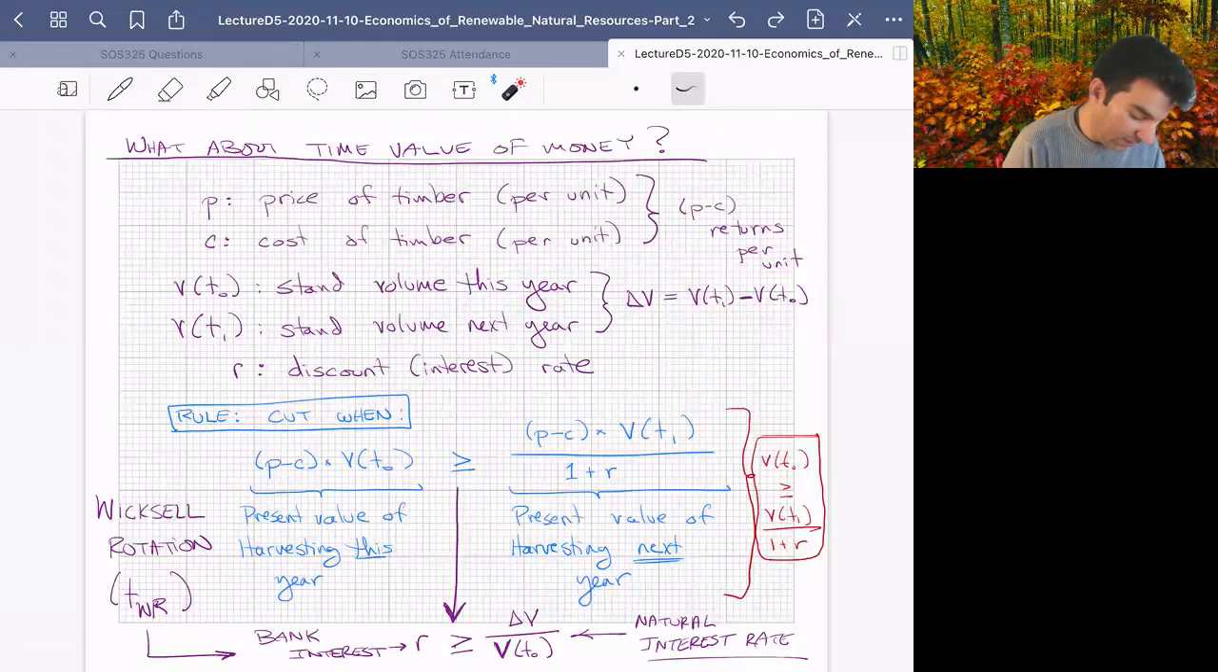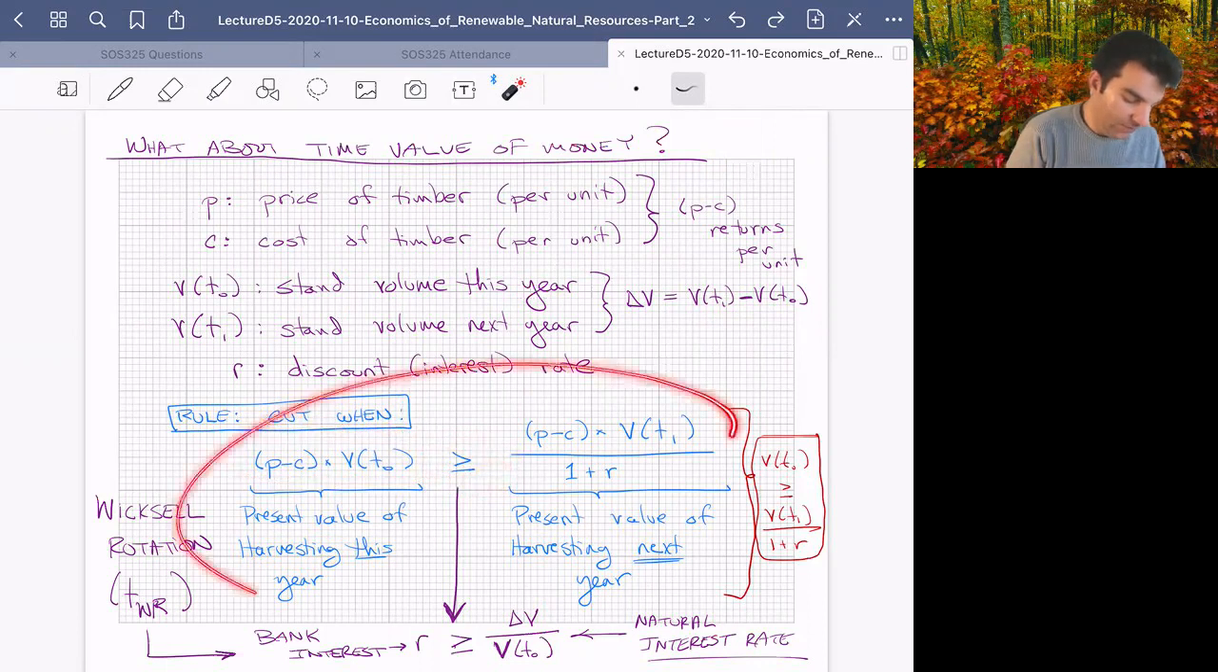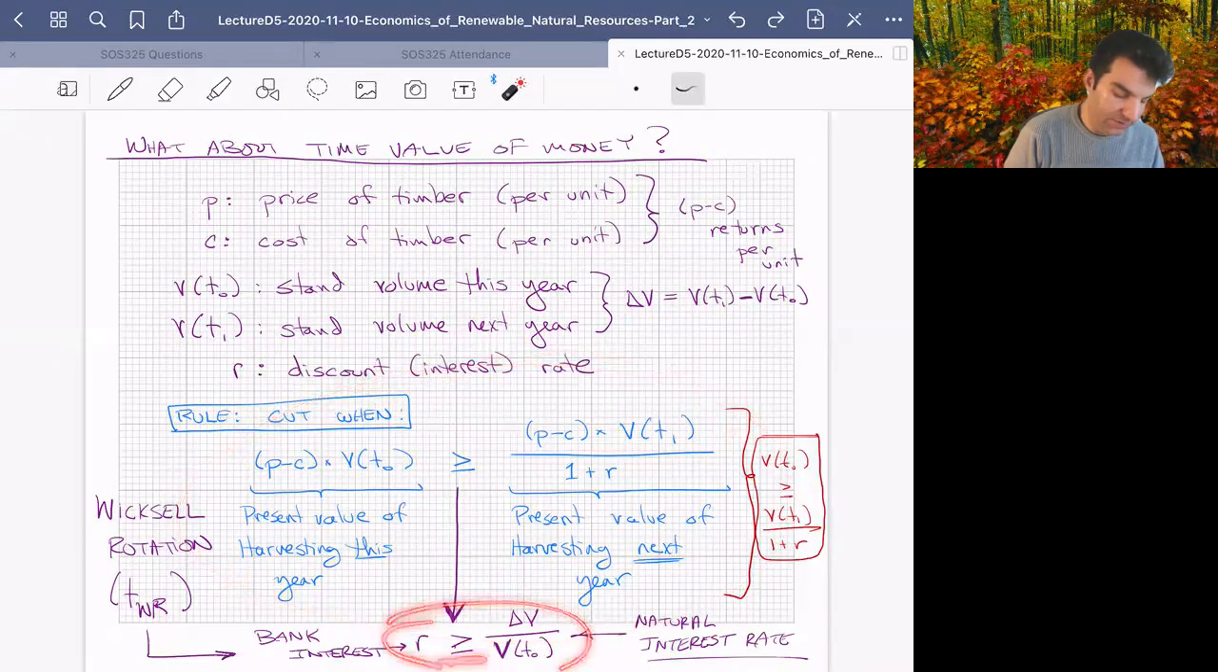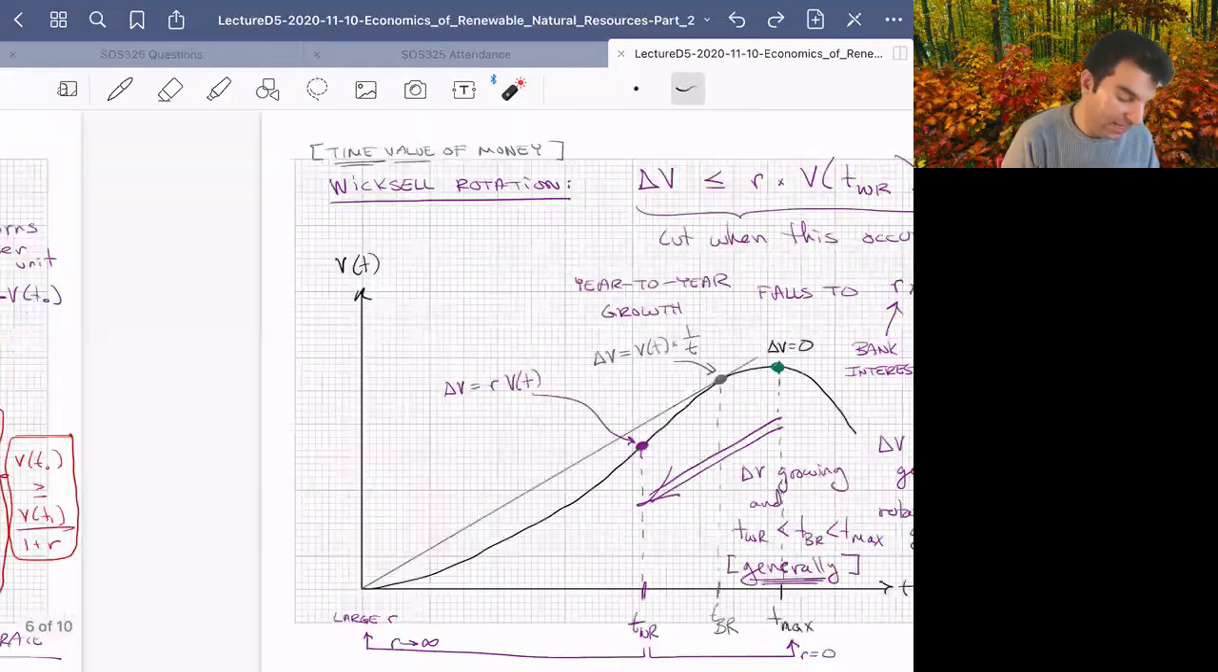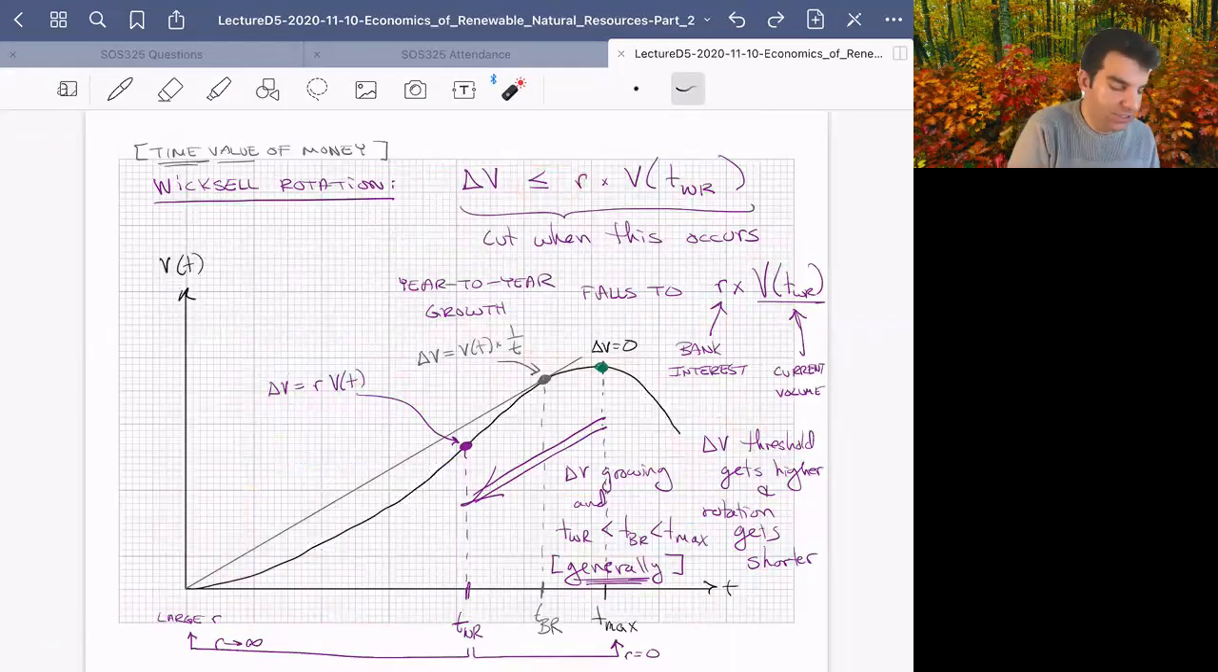The time value of money here, I think this is the correct formula here. You cut when the present value is greater than or equal to, and I believe that if you rearrange all of this, this will also be a greater than or equal to. I think that when I copied to the previous page, this is the one where I accidentally started with a greater than, but it should be a less than. So the idea is you cut when the growth of the forest drops to this point. Okay.